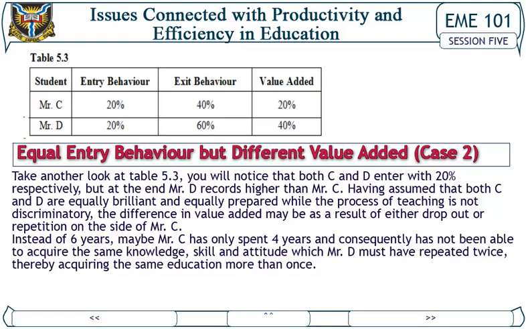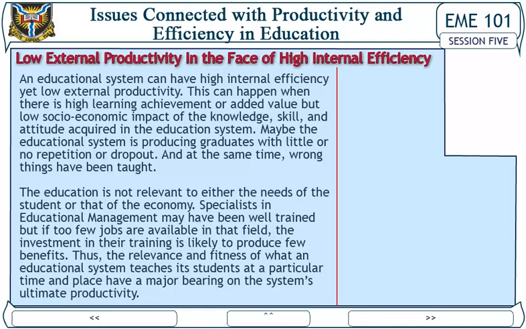of Mr. C. Instead of 6 years, maybe Mr. C has only spent 4 years and consequently has not been able to acquire the same knowledge, skill, and attitude which Mr. D must have repeated twice, thereby acquiring the same education more than once. Low external productivity in the face of high internal efficiency.